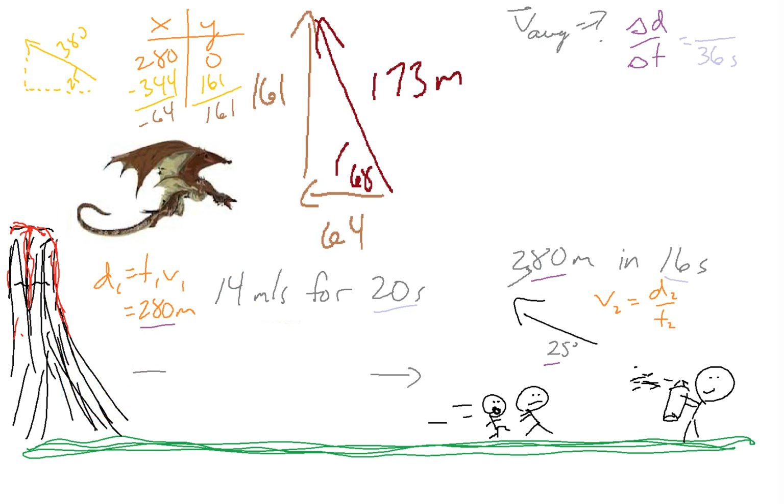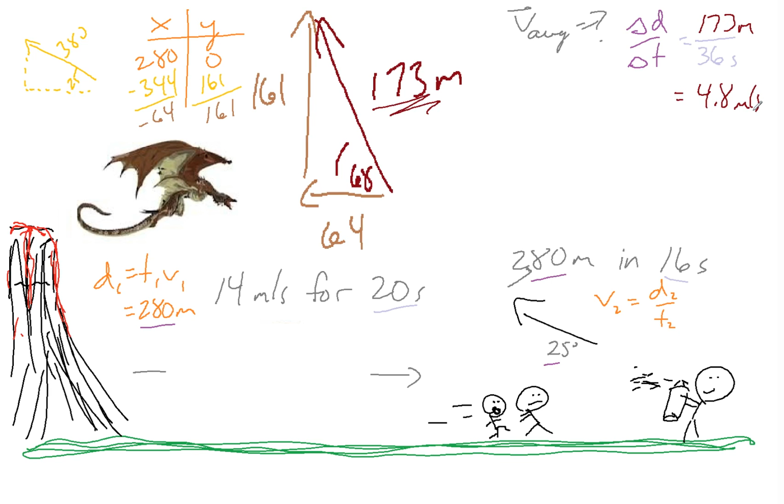Okay, so I've got my 173 as my displacement. I'm going to put that here. I've got my displacement. I've got my total time from before. So I've got that 173. I will divide that by the 36, and the average velocity for my dragon is 4.8 meters per second, which doesn't really seem like a lot because it isn't.